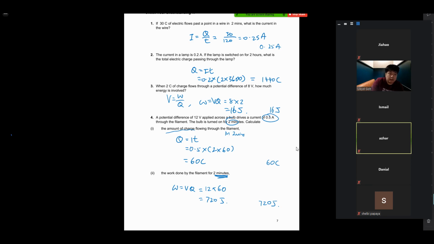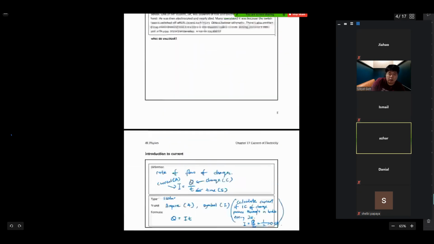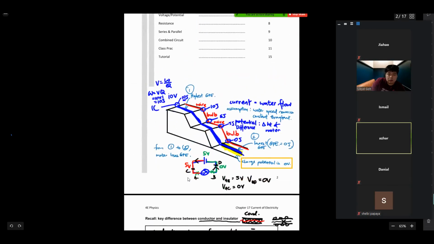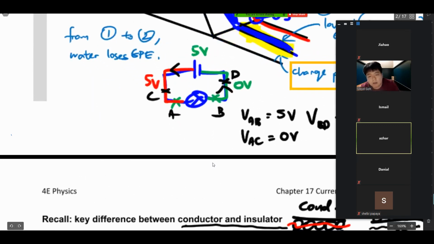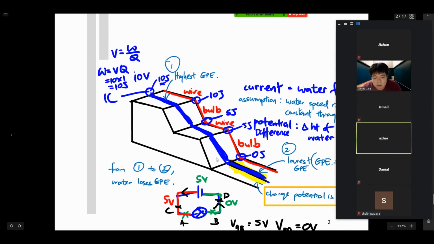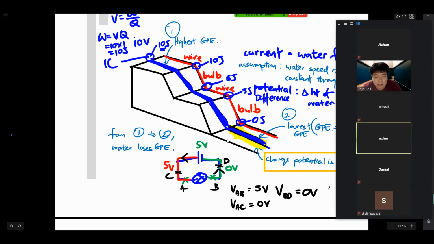Yes, Asa has a question. The diagram you drew just now, the illustration, is that conventional current? That one we will talk about in class. Yes, I'm drawing conventional current, that's why from the positive to the negative terminal. Yeah, correct.